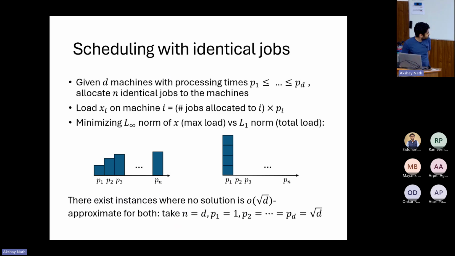Let me go over a simple toy problem. I'm given a bunch of machines, D machines. They have different processing times. And I want to allocate n identical jobs to these machines.